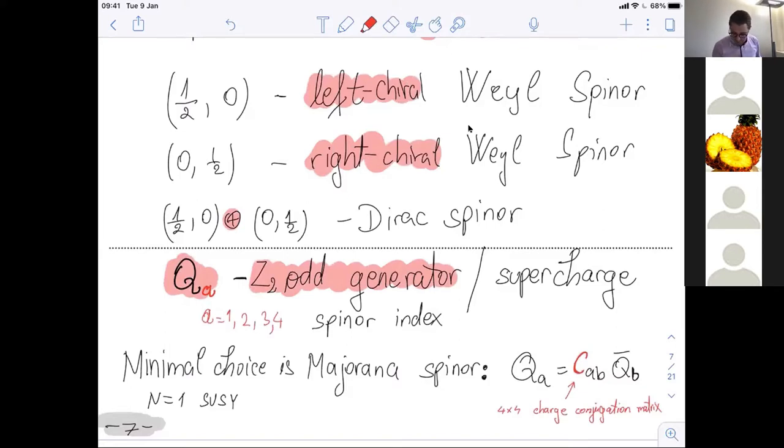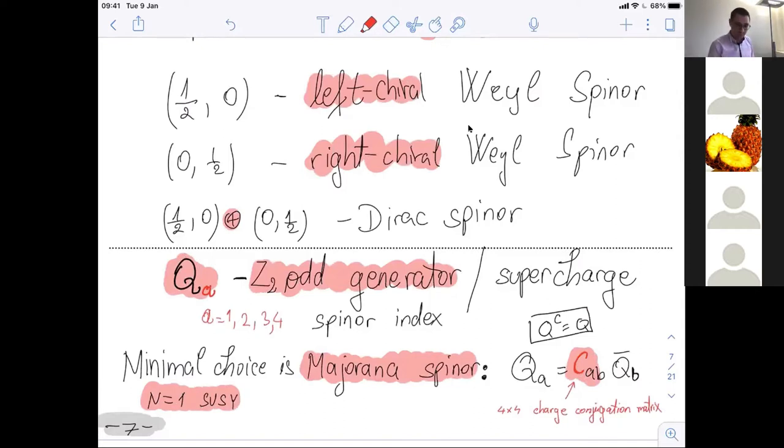So we will take a minimal choice, meaning to take one Weyl spinor, and out of one Weyl spinor, we can make a Majorana spinor. A Majorana spinor we can make by imposing charge conjugation, saying that the charge conjugate of the spinor equals the spinor, and this is basically encoded in this C matrix. This is just a minimal choice, and this is called N equal one supersymmetry. So we have only one additional odd generator.